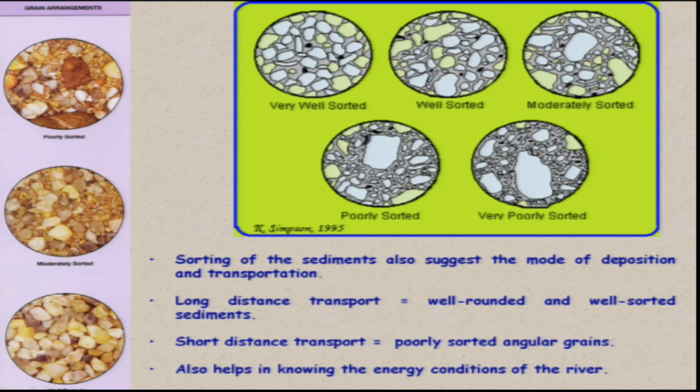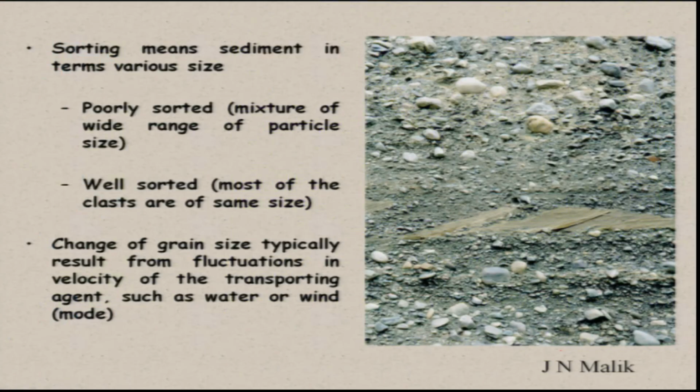So we'll see the poorly sorted and angular deposits. Okay. So there's one of the examples which talks about the section. If you look from the bottom to top, it has different grain size. If you look here, you have different grain size which comprises subrounded clasts.